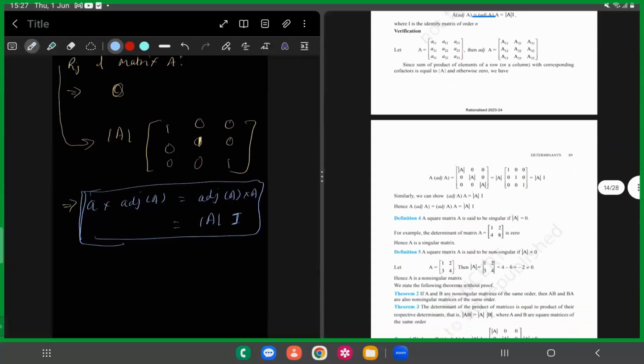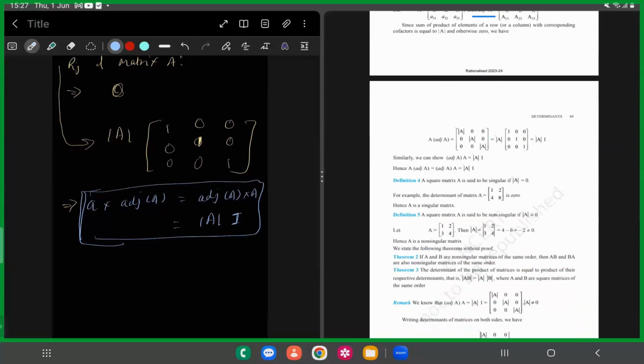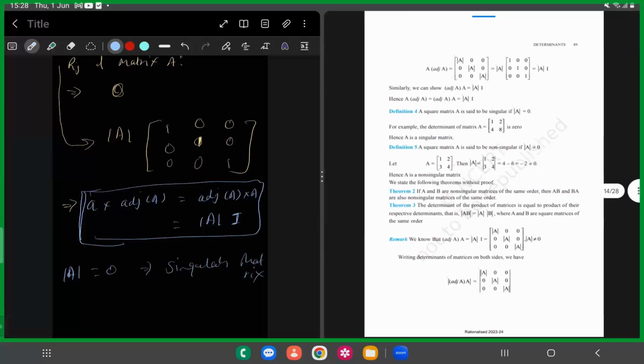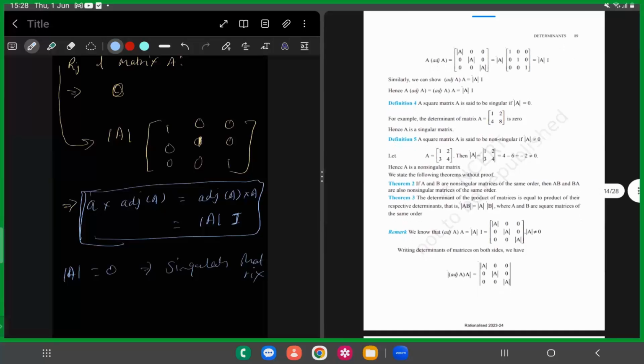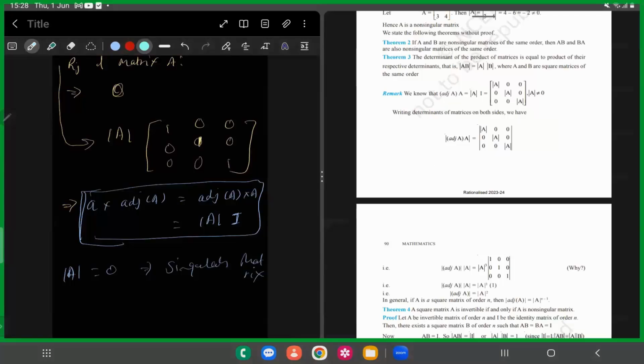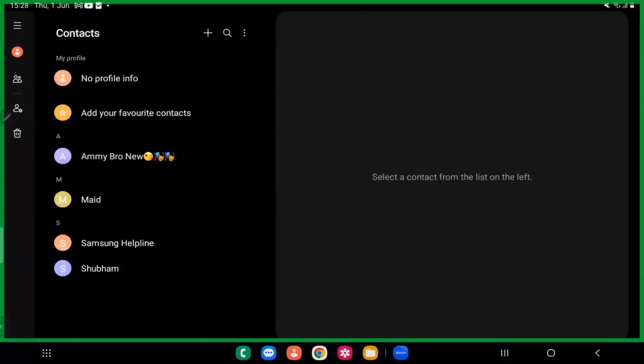There is another important concept, that is the singular matrix. This is nothing special: if delta is equal to 0, then the given matrix is a singular matrix. Apart from that, there are some small properties. And if we talk about the determinant of the adjoint matrix.